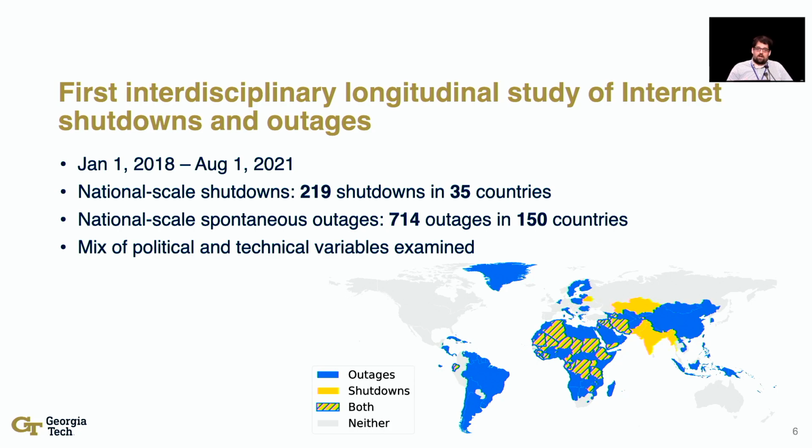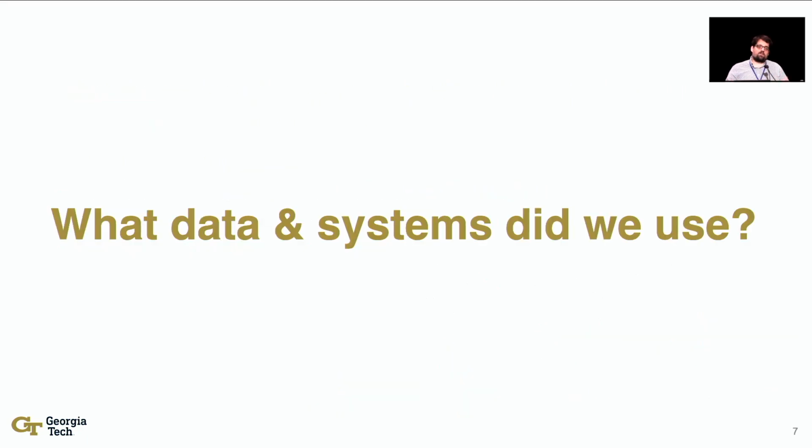This data set, which we consider to be one of the most important contributions of the work, includes 219 shutdowns across 35 countries and 714 spontaneous outages in 150 countries. And you can get an idea of where this is based on the map in the slide. Our analysis also incorporates data from a wide variety of data sources spanning multiple disciplines. So before I dive into some of the results of our paper, I'll just briefly go over these tools as well as the data sets we used.